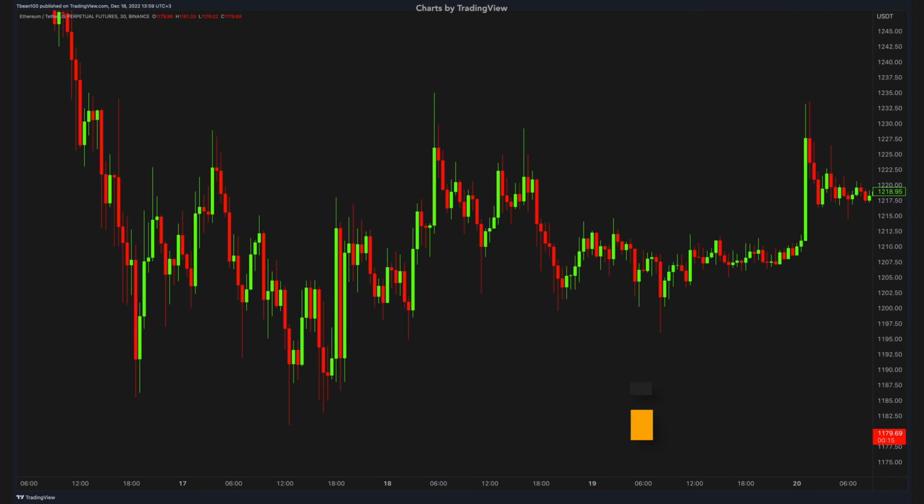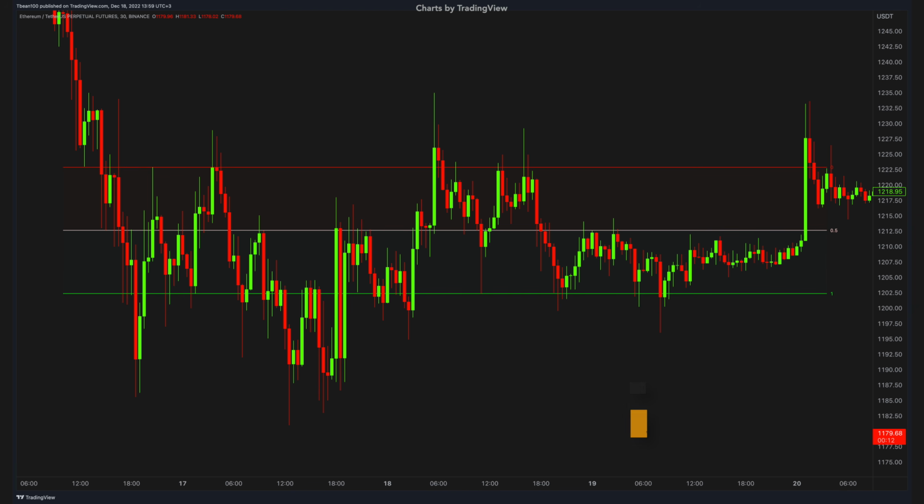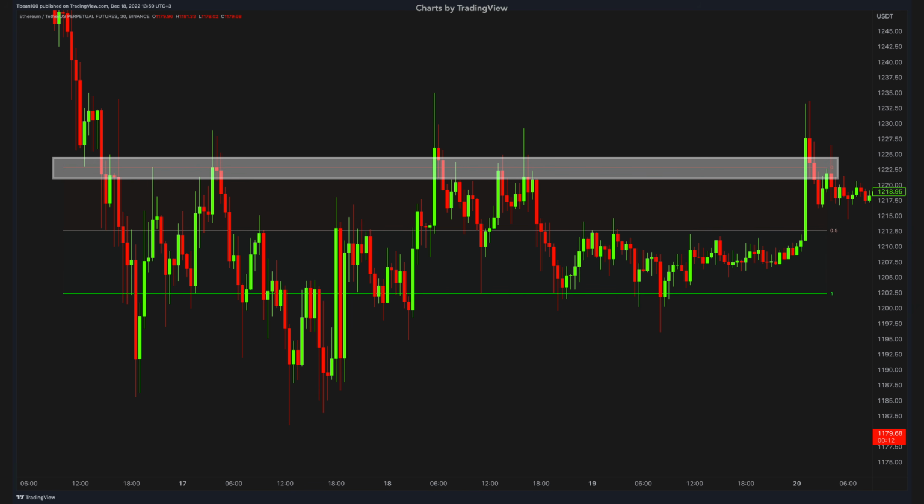Now let's check this bearish example. Without drawing ranges, I have to admit, charts look very noisy, very ugly and quite confusing. But with a range, it is all clear. Ranges are like magic tricks. Now you can see the range high area and a very clear swing failure pattern above.